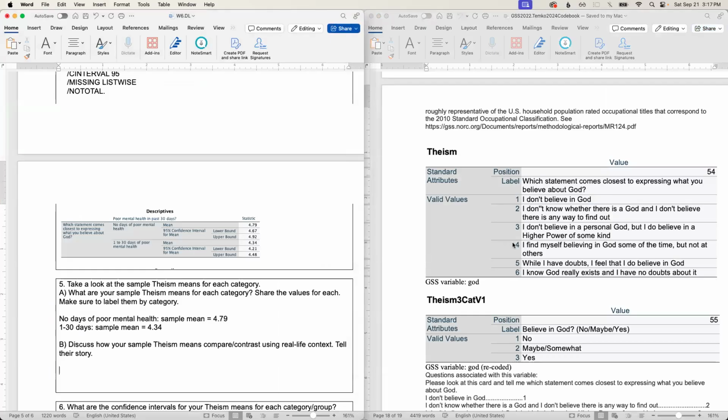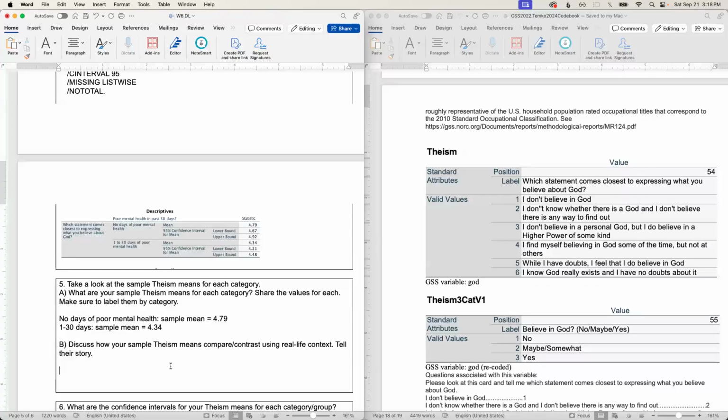So they're both between 4 and 5, but the folks with mental health are a little closer to 4, and the folks with at least 1 day, so without any mental health, poor mental health days are a little closer to 4. The folks with it are a little closer to 5.